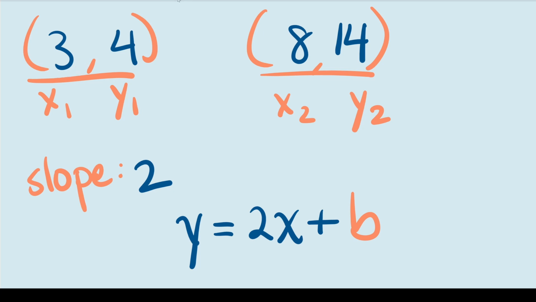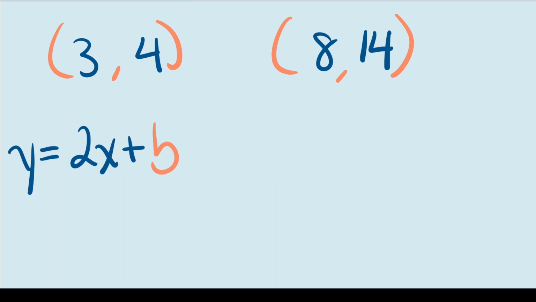We can figure out the value of b because if we know that this line goes through this point and this point, then we know that if we plug those values into this equation, both sides will be equal. Whatever we plug in for y will equal whatever we plug in for x times 2 plus b. So let's go ahead and do that. I'm going to choose to use this ordered pair on the right, but in reality, either one would work.